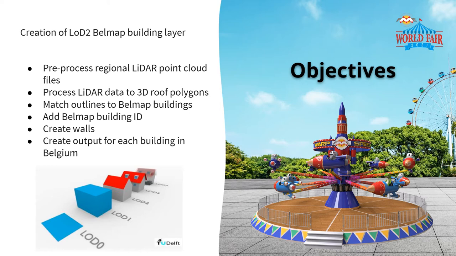Let's take a look at the other LOD standards. In level of detail 2, the buildings are represented as a building model with standard roof structures present. LOD 3 adds more detail to the building representation. In LOD 4, also the interior features such as interior walls are present.